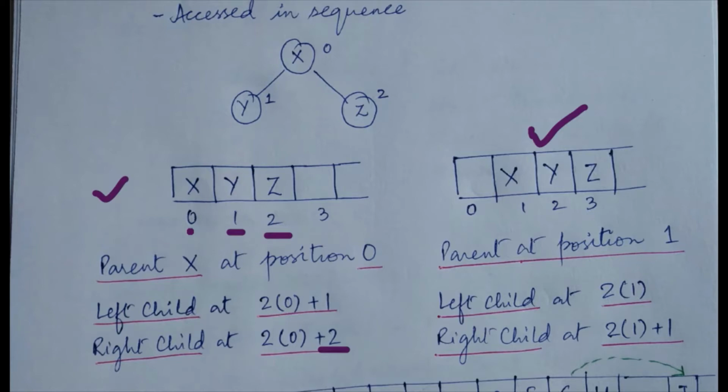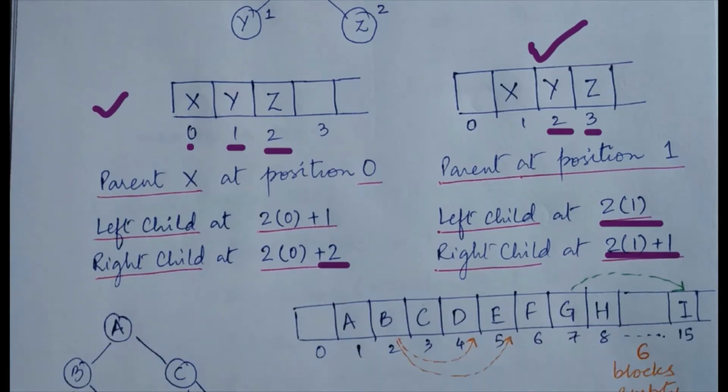And if I do it this way on the right hand side, the parent is at position 1, the first child is at position 2 into 1, which is 2, and the second child is at position 2 into 1 plus 1, which is position 3. This is just with 3 nodes. Let's look at an example with more number of nodes.